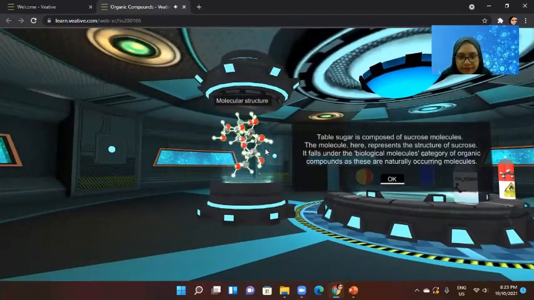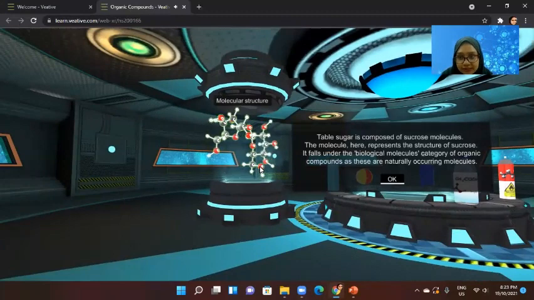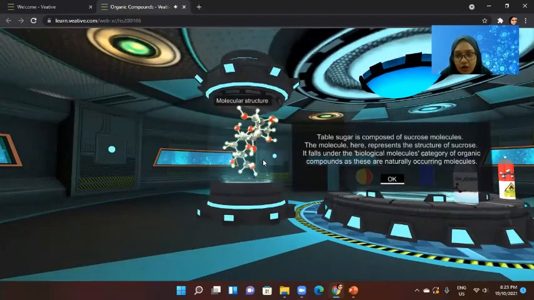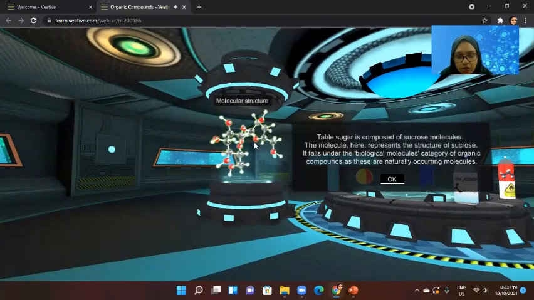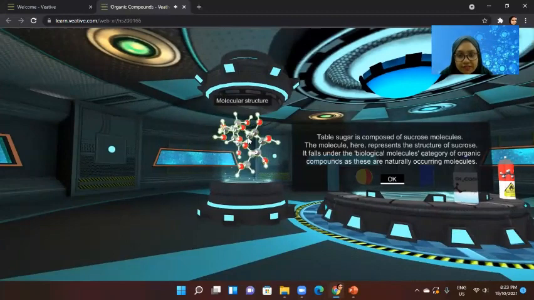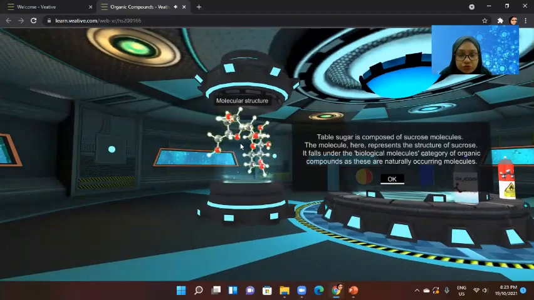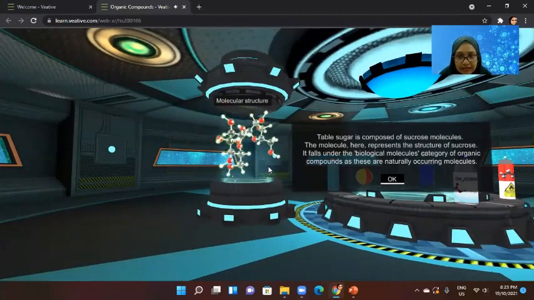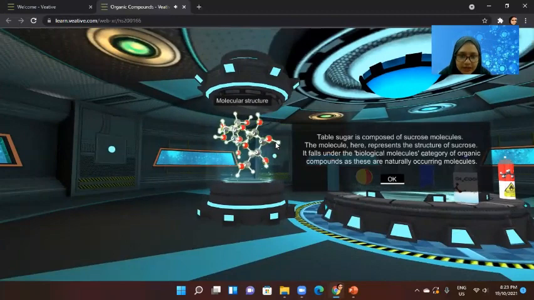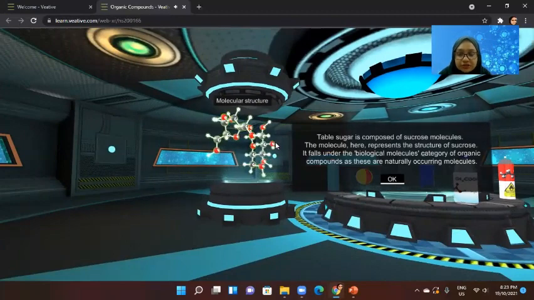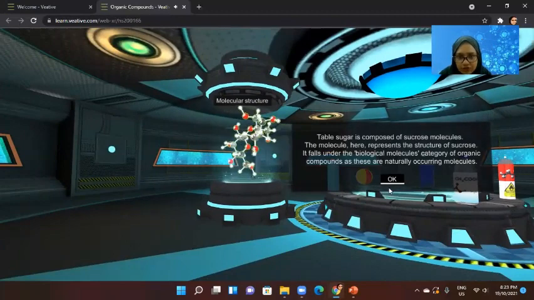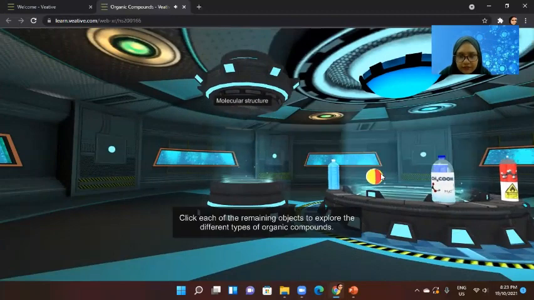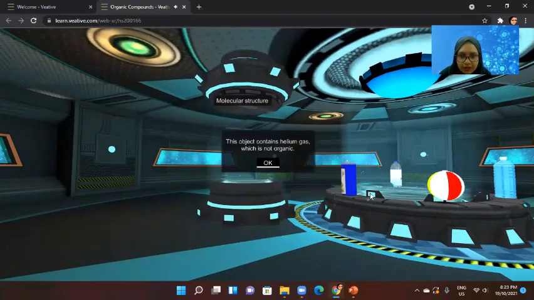You can see here, this is actually table sugar, the sugar that we use every day. It is called the sucrose molecule. This molecule represents the structure of sucrose. It falls under the biological molecules category of organic compounds, as these are naturally occurring molecules. Good job. If I take a ball here that contains helium gas, it is not organic.